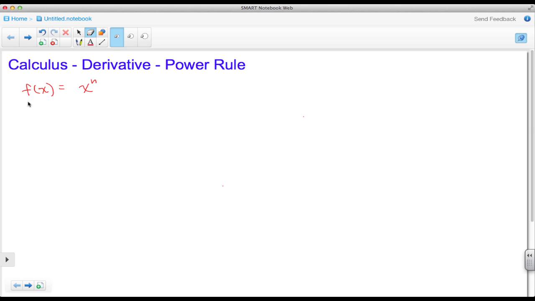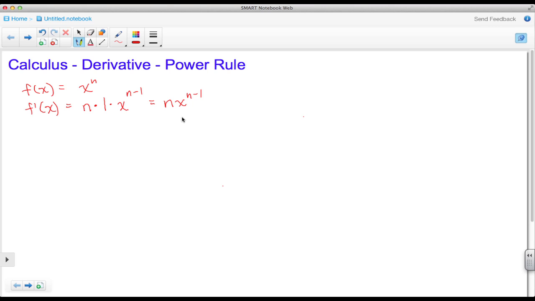Alright, simply stated, if you have a function f of x equal to x raised to some power n, to find the derivative, known as f prime of x, you take the power n and bring it down to the front as a coefficient, multiplied by whatever the current coefficient of x is. In this case, that coefficient is 1, times x raised to the n minus 1 power. More clearly, that's just n times x raised to the n minus 1.